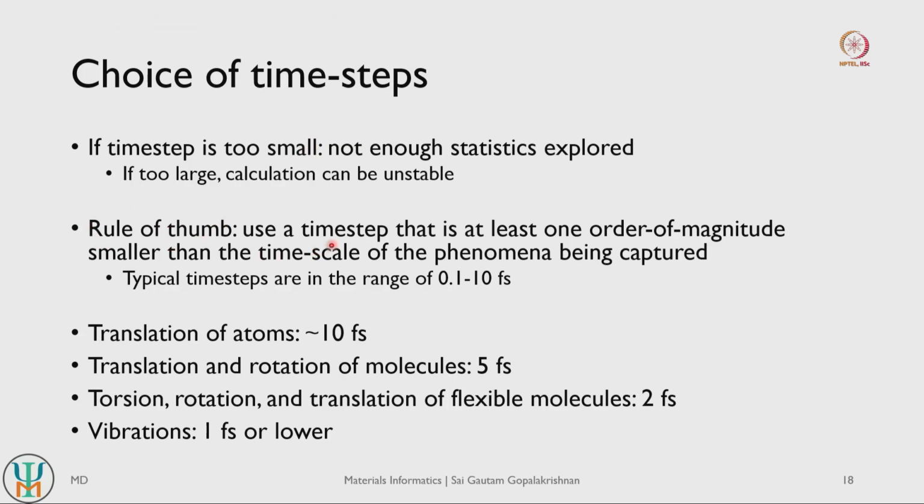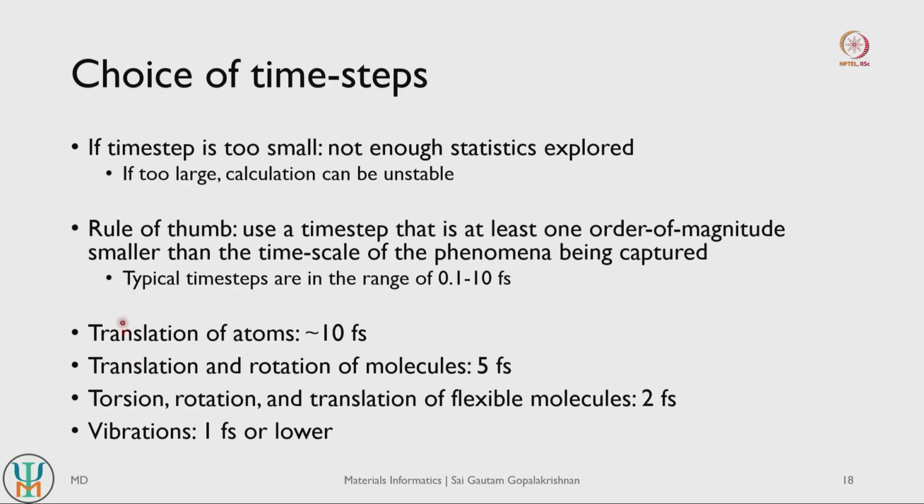So the choice of time step is fairly important in molecular dynamics. The general rule of thumb is to use a time step that is at least one order of magnitude smaller than the time scale of the phenomenon that is being captured. But you should always try to choose as small a time step as is computationally feasible, right. Typical time steps that we use in molecular dynamics are in the range of about 0.1 to 10 femtoseconds. So when you think of time steps, always think in the scale of femtoseconds, and you are trying to sample phenomena that are happening around nanoseconds, at least. So you have to sample about 1 million steps, right.